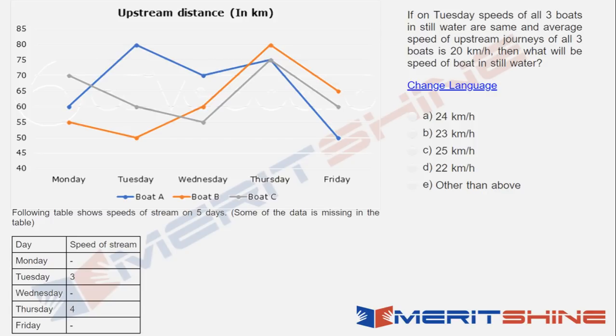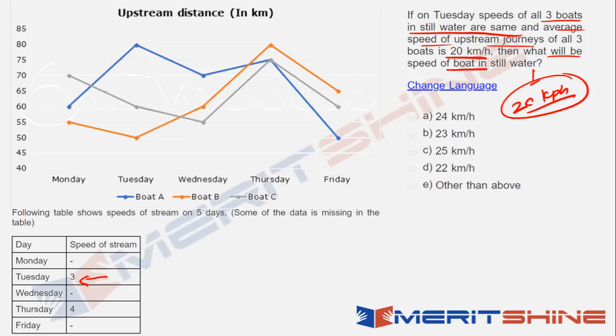Again, a smaller question. If on Tuesday speeds of all three boats in still water are same, so A, B, C speed in still water is same. Stream speed, it's 3, it's same. Average speed of upstream journey, that would also be same. If you're saying speed in still water is same, speed of stream is same, then upstream speed would also be same. It says average speed of upstream journey is 20 kilometers per hour. So it's 20 kilometers per hour because individually also it will be 20 kilometers per hour for each of the three, because boat speed same, stream speed same. So upstream speed would also be same. So this average is 20 and even the individual speeds are 20 for upstream journey.